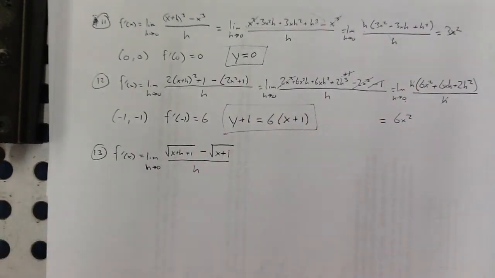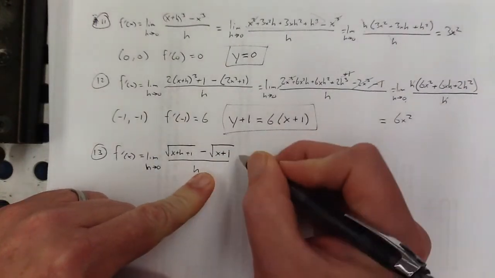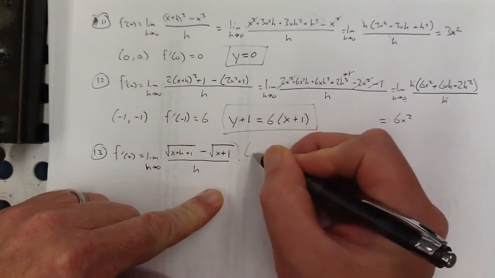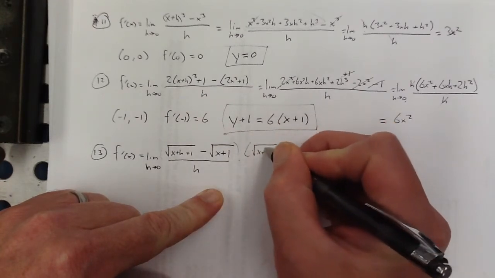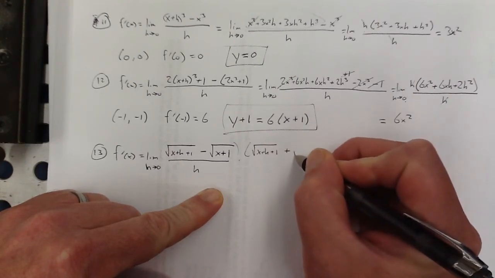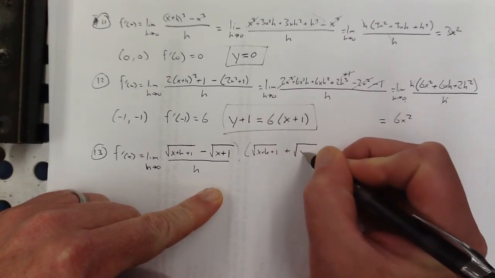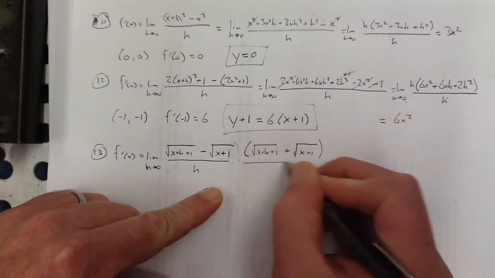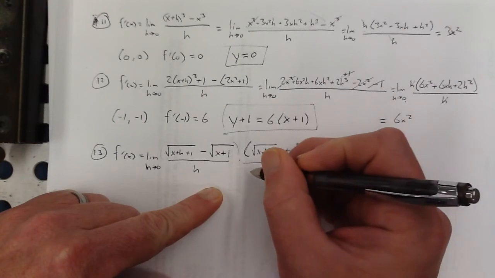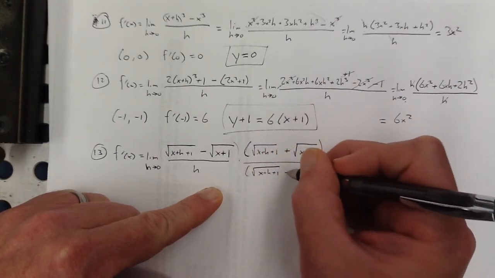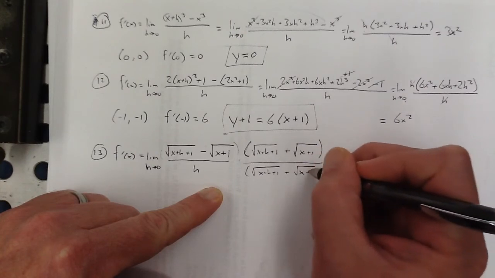Okay, so I need to multiply by the conjugate of this. So I'm going to just put parentheses around that. Why am I going to do that? Because it works. That's why. And if I multiply by that on the top, I do that on the bottom also.